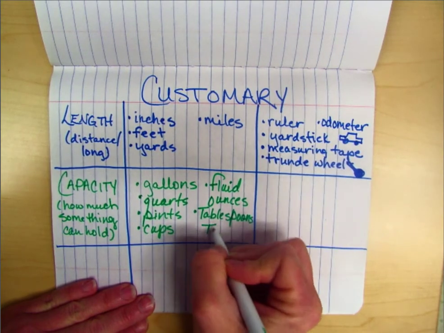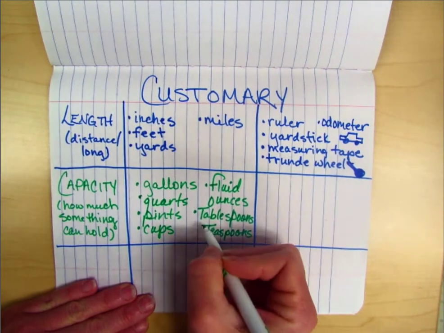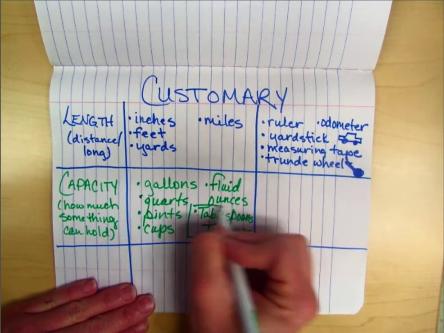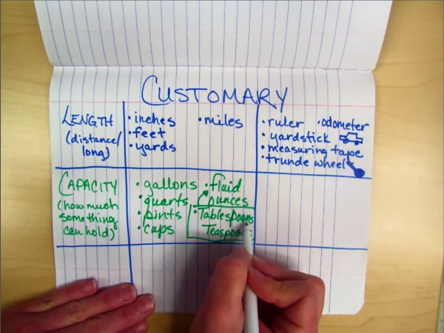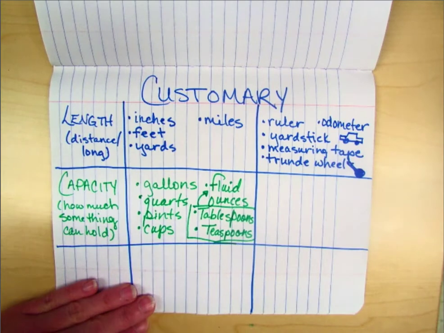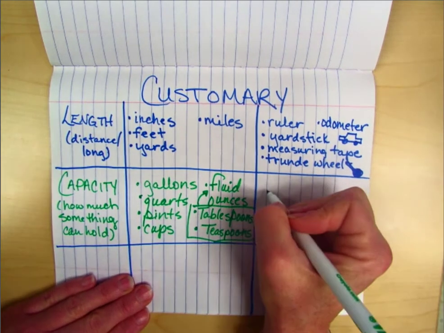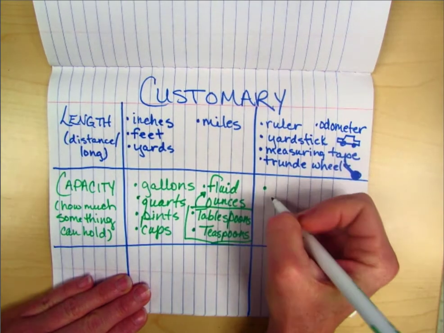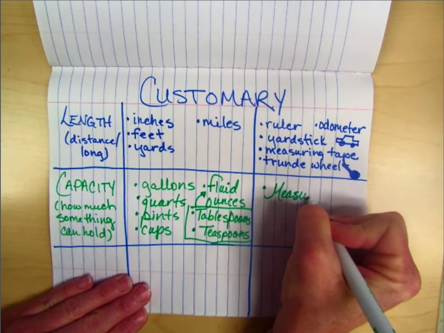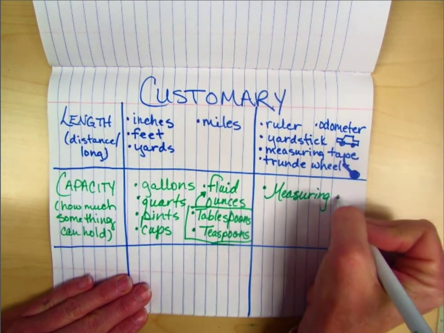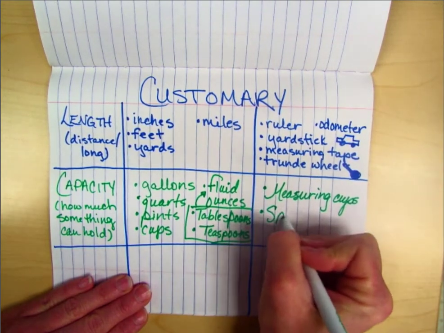We could also use tablespoons, but we don't use these in the math problems as much because tablespoons and teaspoons have a certain amount of fluid ounces, so they kind of fit under fluid ounces when you're using those. But when you see tablespoons or teaspoons, think about a recipe. You're only measuring a very small amount. For this, we use measuring cups and again different kinds of spoons.